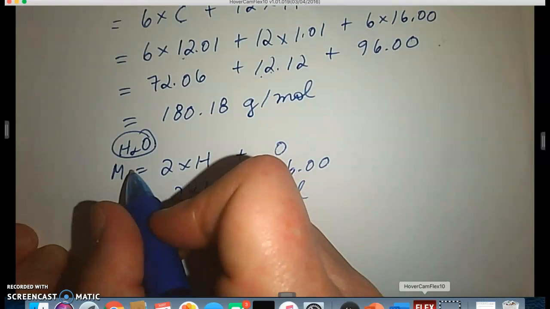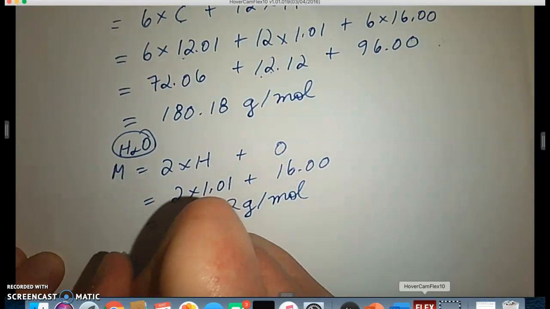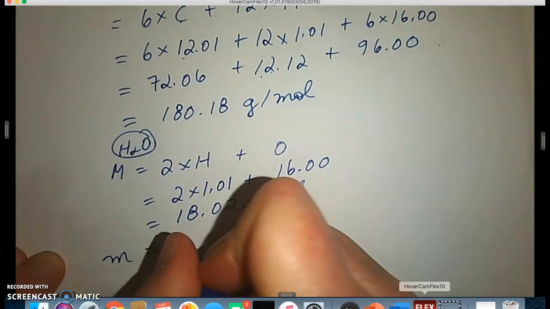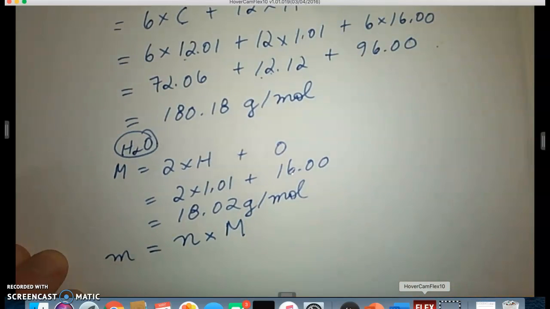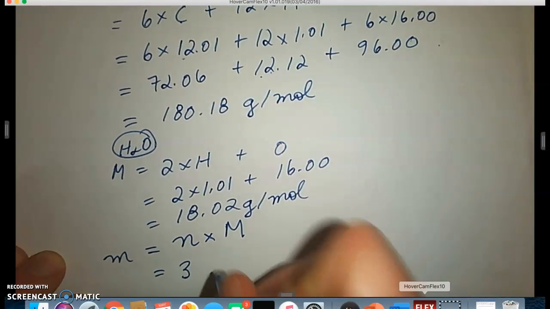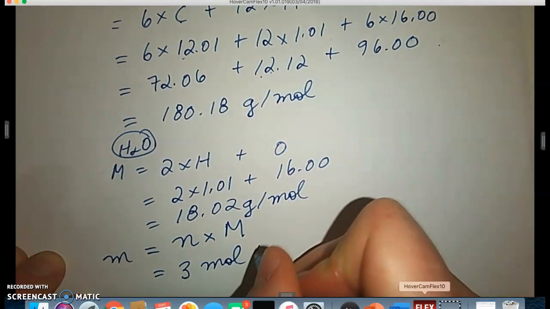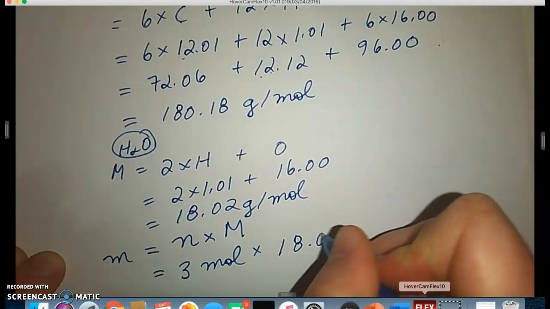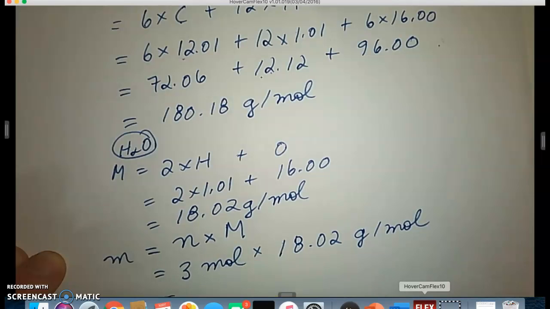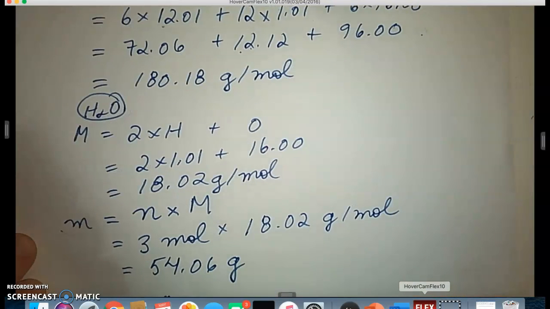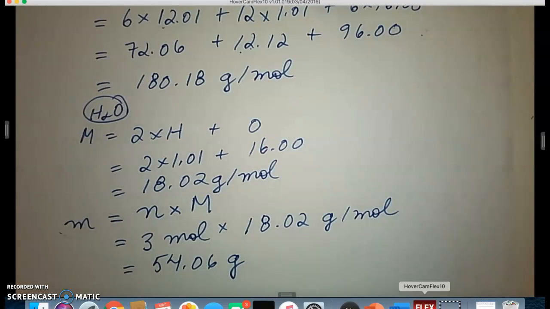And then I want to figure out the mass using moles, given in the question, and molar mass, which I just found. So moles were given in the question. Molar mass, I just calculated. Final answer after I type this into my calculator is 54.06 grams. And the unit for mass, little m, is always going to be grams, G.